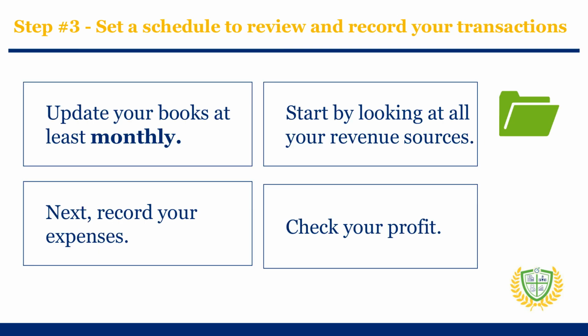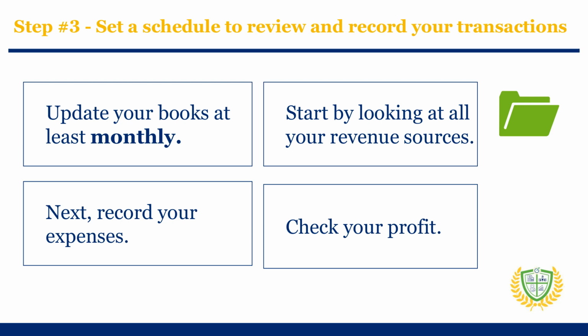Step 3. Set a time to update your books, at least every month. Start by looking at all your revenue sources, including cash, credit cards, app payment systems like Venmo or Zelle, and checks written to you. Enter each one on your spreadsheet. Next, record your expenses. Look through your receipts, bank and credit card statements, and invoices from people you have paid. Any of these proofs of payment can help you to not only record these costs, but more importantly, ensure that you're recording the correct amount for each one.